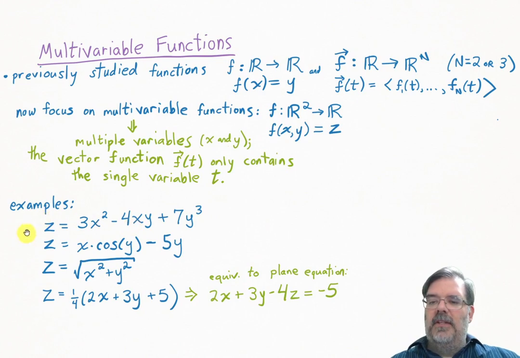All right, so here's some examples of multivariable functions. We have z equals 3x squared minus 4xy plus 7y cubed. We have z equals x times cosine y minus 5 times y. We have z equals the square root of x squared plus y squared. And z equals 1/4 times a quantity 2x plus 3y plus 5. Interestingly, this last equation can be rearranged to give you the equation of a plane, which we'll say more about later. But these are all examples of multivariable functions.